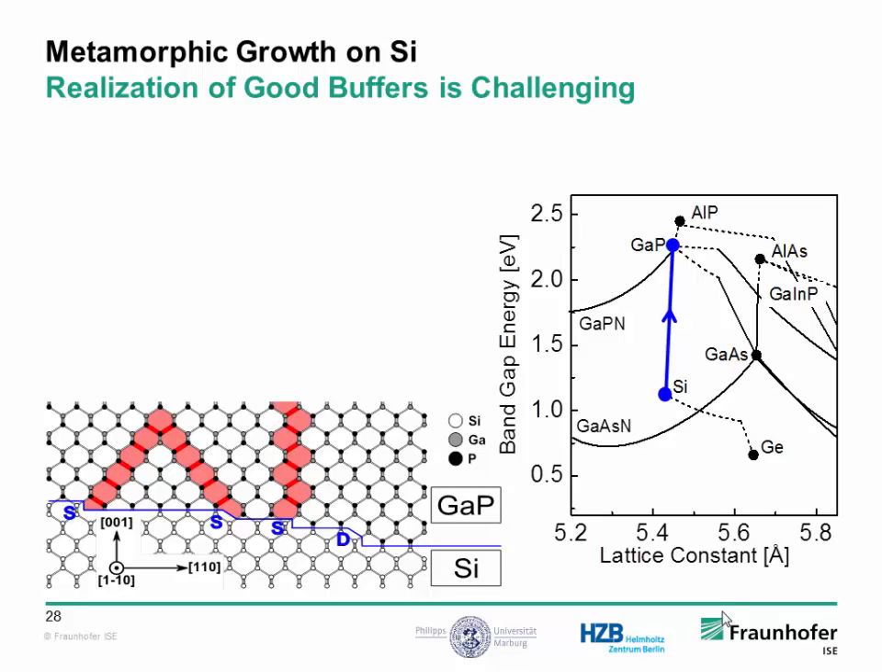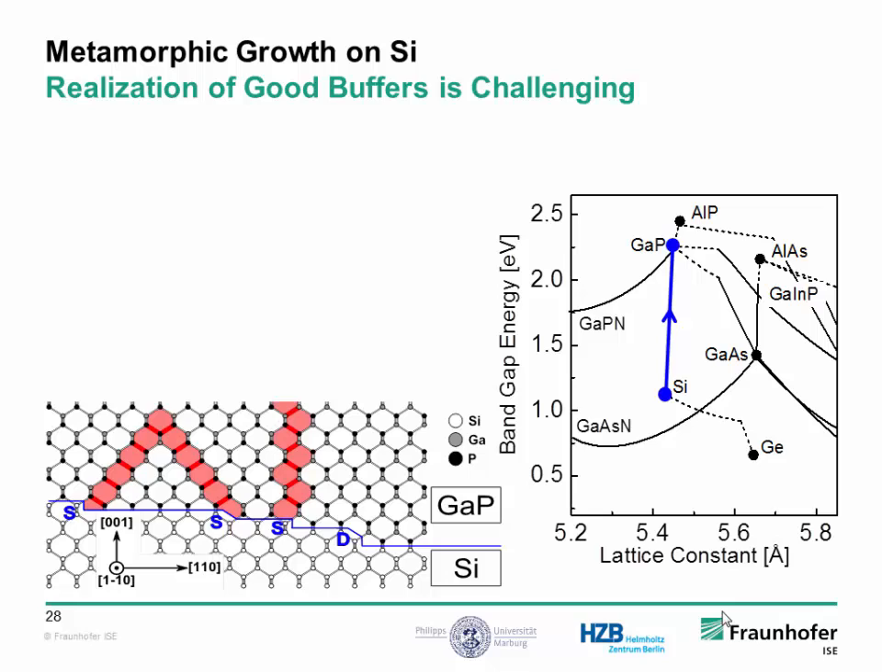However, if we grow on silicon, we have another challenge to face, because gallium phosphide is a polar material, so you have gallium and phosphor. And if you start growing on silicon, you have sometimes steps. And you see here, for example, this is a single step.